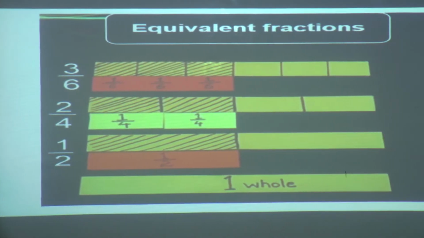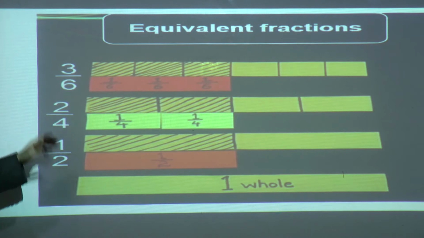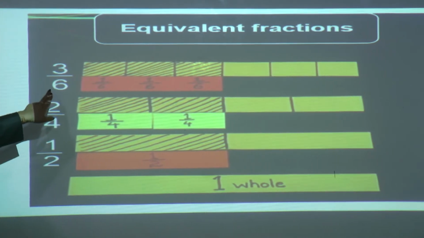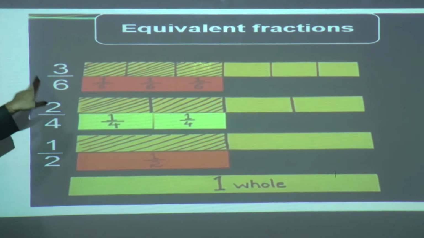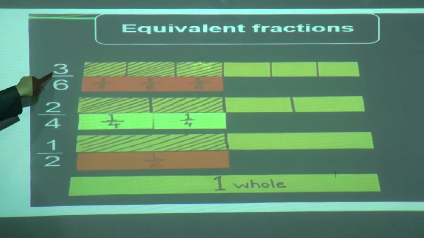Here we have some fractions written, that is 3 upon 6. 3 upon 6 means the denominator is 6, which is the total number of parts. We have 6 parts here, and out of them 3 parts are shaded. What we write in the numerator is the shaded portion. Here 3 parts are shaded, so the fraction is written as 3 upon 6.